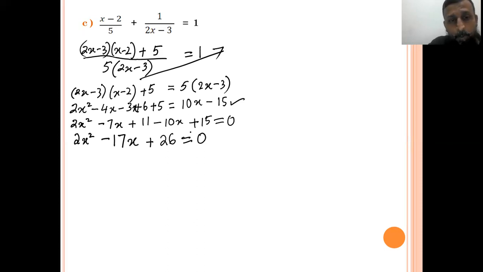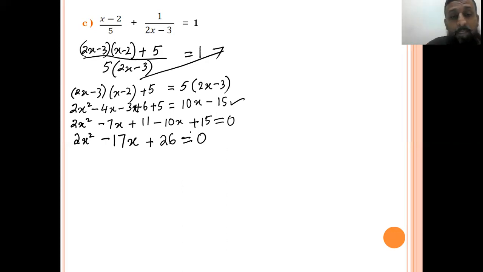So again, you have a choice. If you are good in factorization, you can apply middle term breaking and do the needful. Or if you want to do it by applying quadratic formula, you can use that. So what am I doing? I wanted to do middle term breaking method. So I'm doing that middle term breaking.